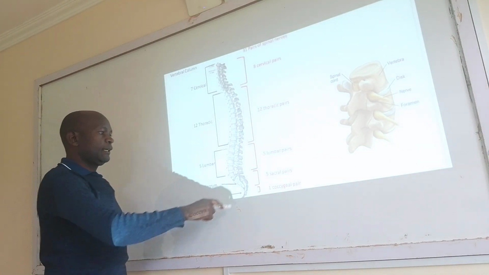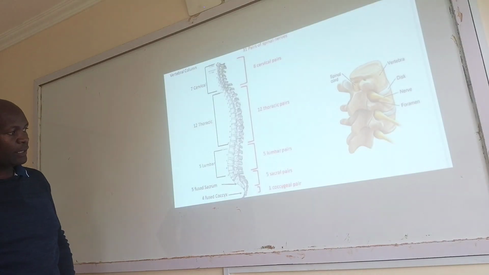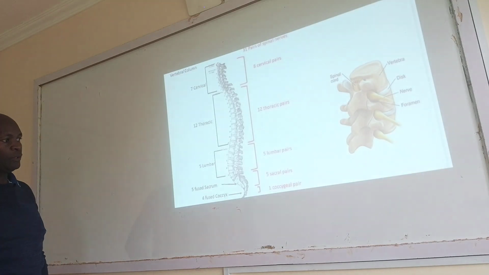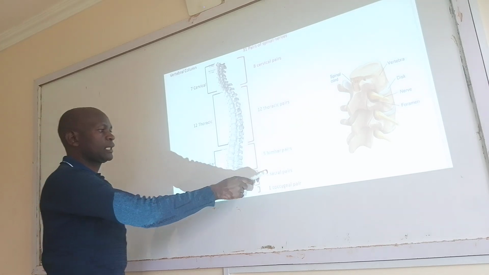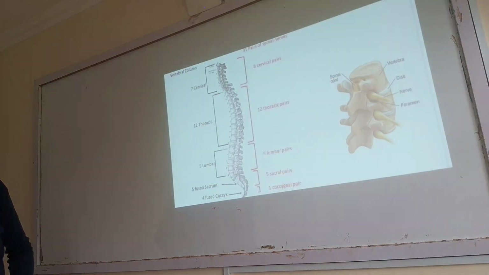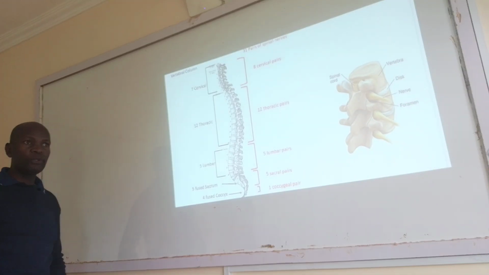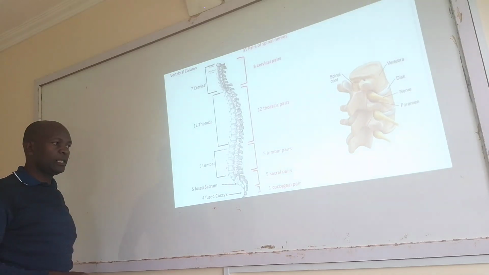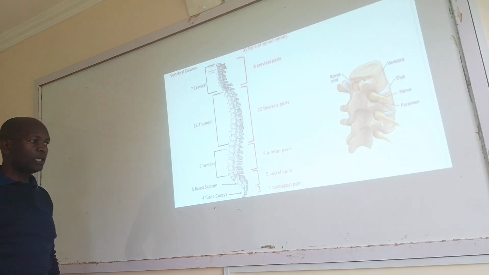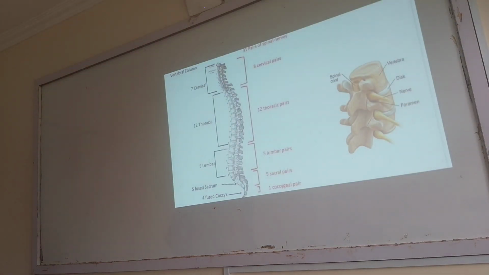Then the area between the pelvic and below the lumbar, is called the sacral region. Then we have 5 pairs of spinal nerves at that region. The last region is the coccygeal region, which is the tail, and at that point we have one pair of the spinal nerve.